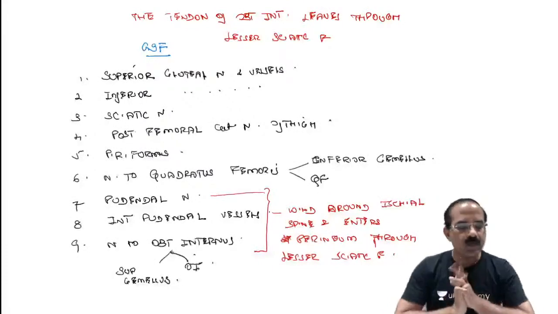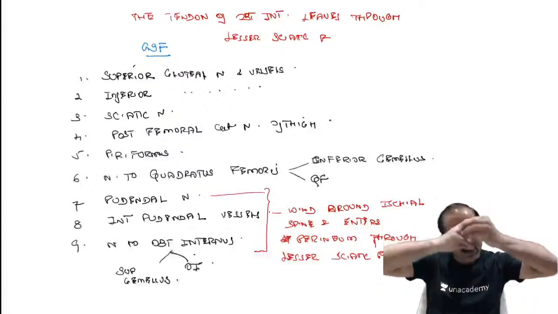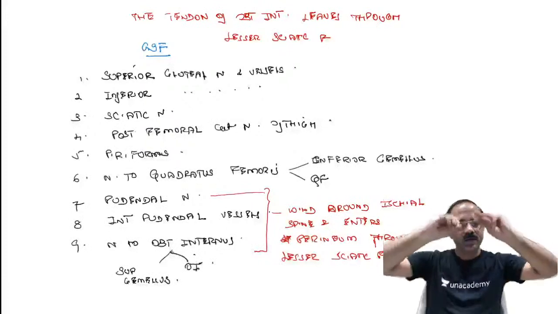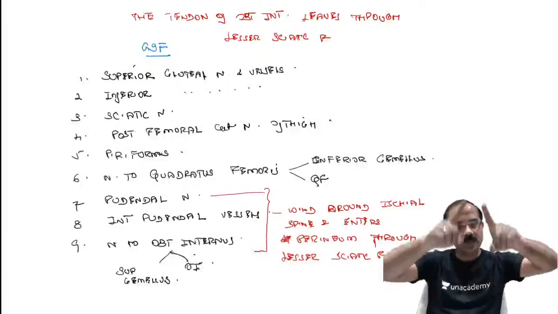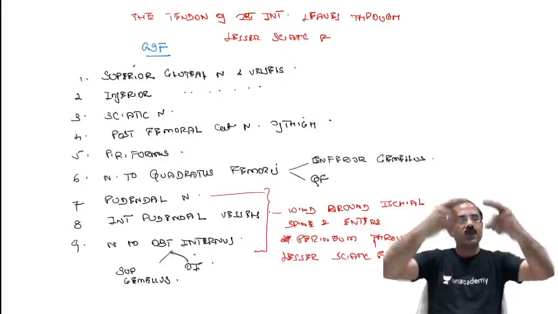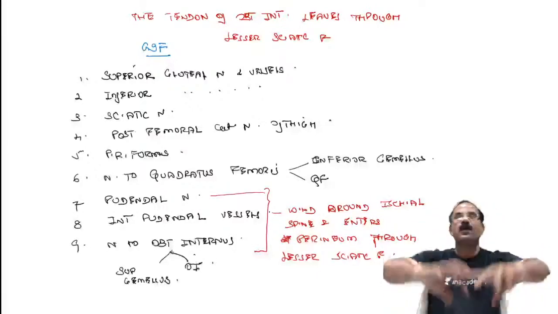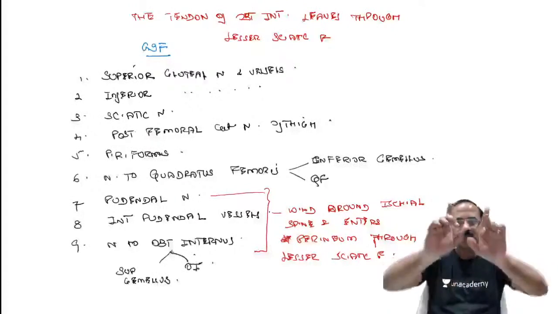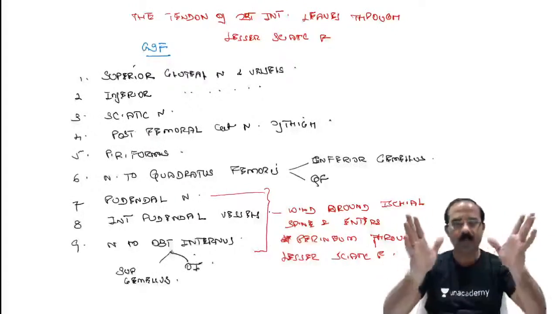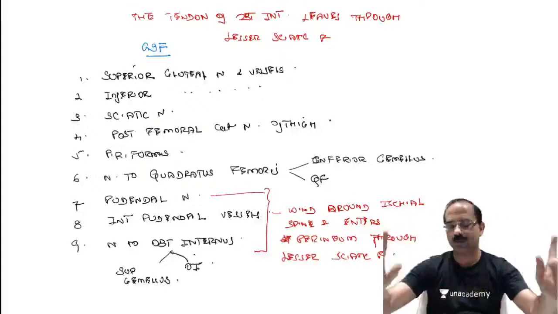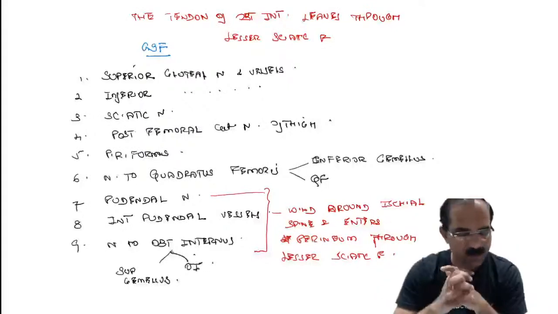So what are the structures which pass through the lesser sciatic foramen? There are three structures which come in, and there's one structure which gets out. Who gets out through the lesser sciatic foramen? That's the tendon of obturator internus. And three structures come in. That's PIN. Fine, perfect. Is this clear to all of you? This is a very important MCQ.